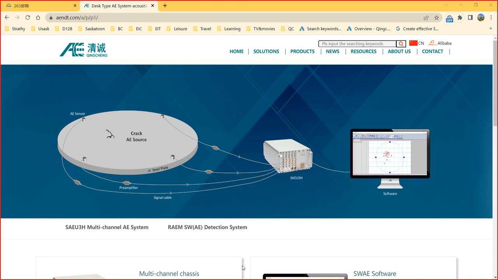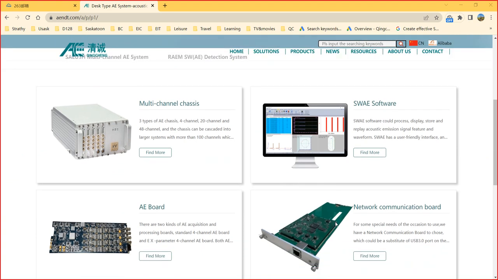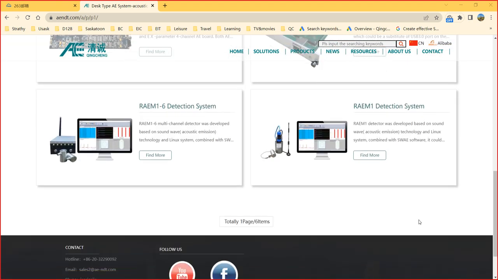And also we have another one that is called the RAEM1. That is the Internet of Things remote control monitoring system. Each RAEM1 means one channel, so that is only connected to one acoustic emission sensor. So you can buy two for your case if you're just buying two sensors. And that one can work by itself.